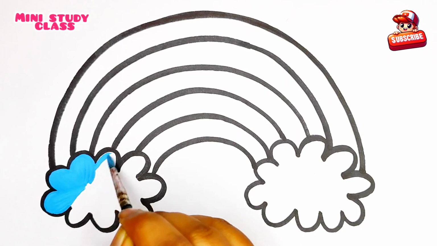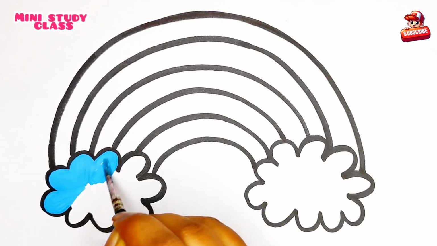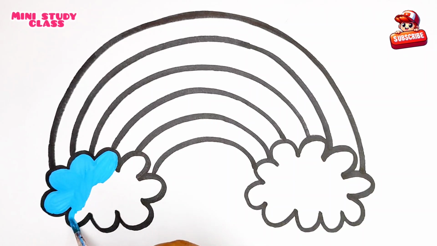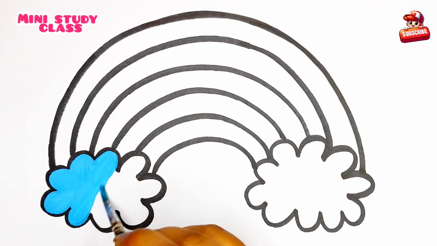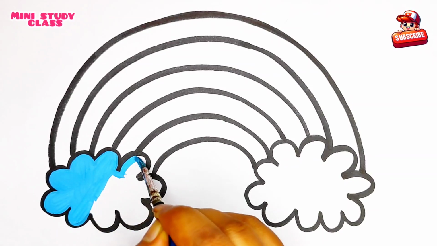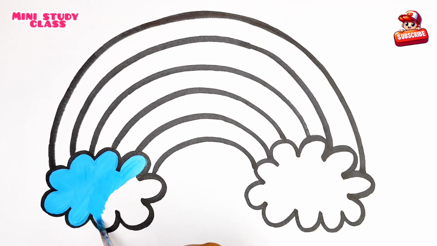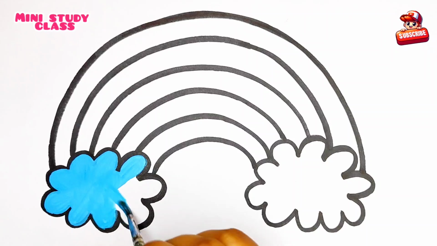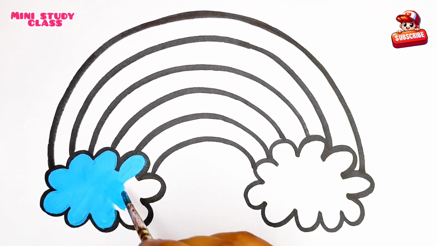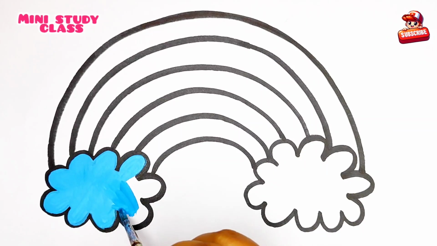Rainbows are colorful arcs in the sky. They appear after it rains, when the sun shines. Raindrops act like tiny prisms. Sunlight passing through them splits into different colors.